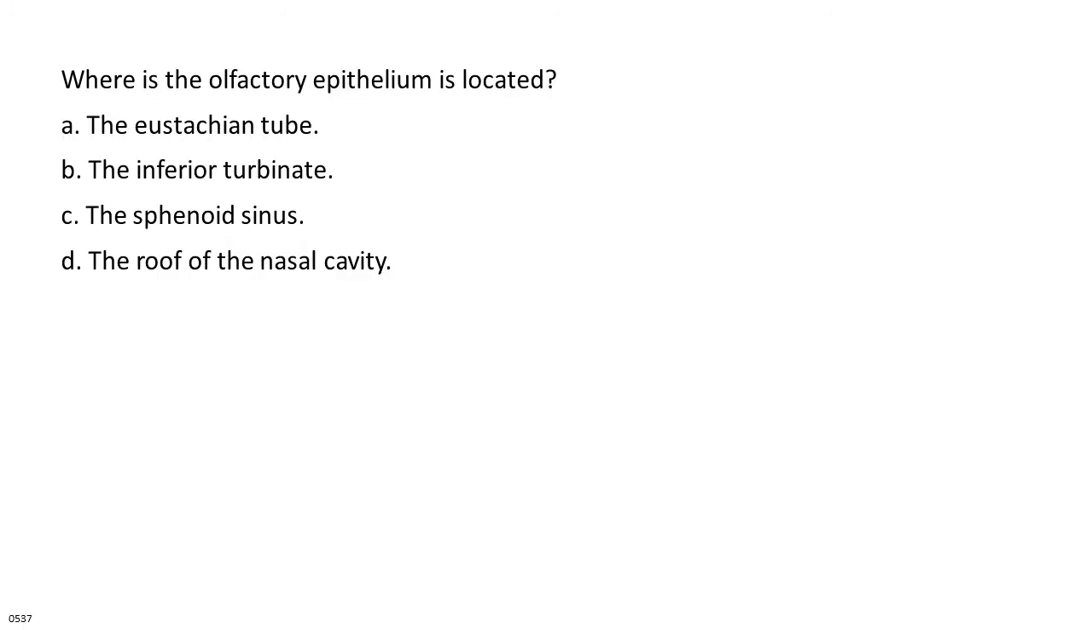Where is the olfactory epithelium located? A. The eustachian tube. B. The inferior turbinate. C. The sphenoid sinus. D. The roof of the nasal cavity.